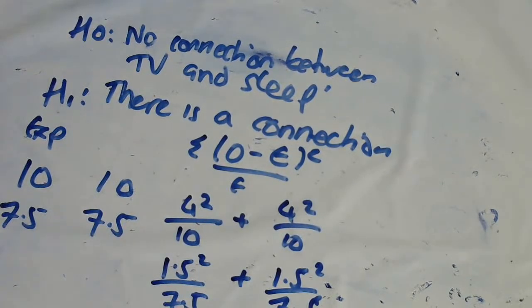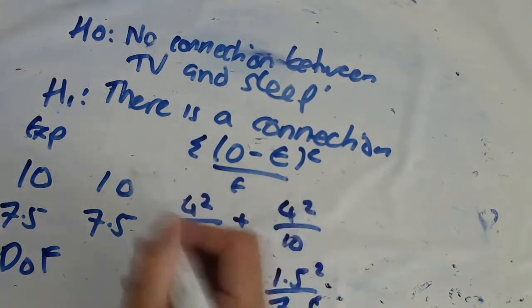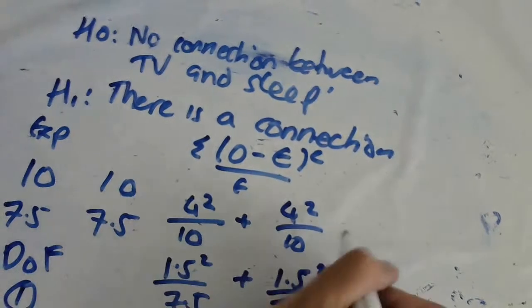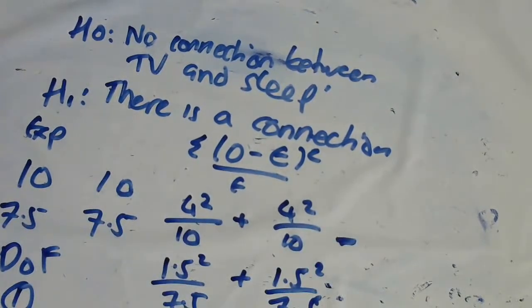How many degrees of freedom would you have? Of course, you just have 1, because you've got 2 columns going this way, so 2 minus 1 is 1, and 2 rows going this way, 2 minus 1 is 1. What I'm going to do is work this out and see from their data, is there any difference between watching TV or not? Is it statistically significant? So you've got 16 over 10, 1.6, and 2.25 over 7.5. Two point two five is what, 4.5?